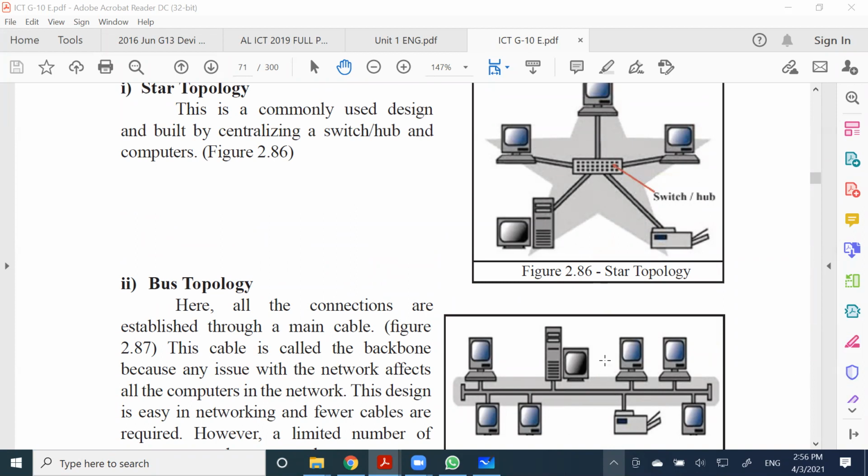But this bus topology is not very famous like the star topology, because a bus topology can only contain a limited number of devices, and a star topology can contain many devices. If you think about your school lab, you may have 40 computers or 20 computers. But when it comes to the bus, the numbers are less, almost less than 10 computers or 10 devices.